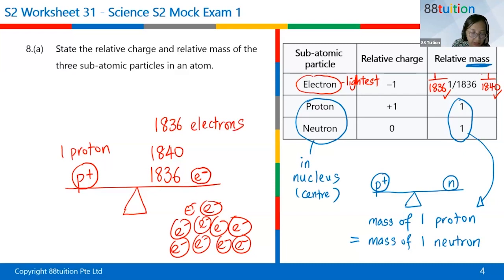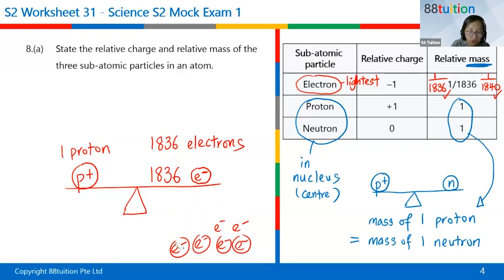Okay, you can also see it as 1840, but I don't want to confuse you. All right, so the mass of one proton is equal to 1836 electrons, the total mass. So you will need to have a lot of electrons huddled together, so many electrons on one end of the seesaw. The other end of the seesaw is just one proton.